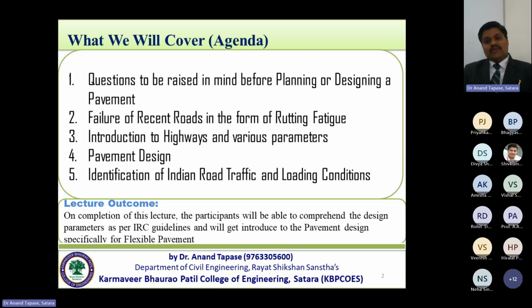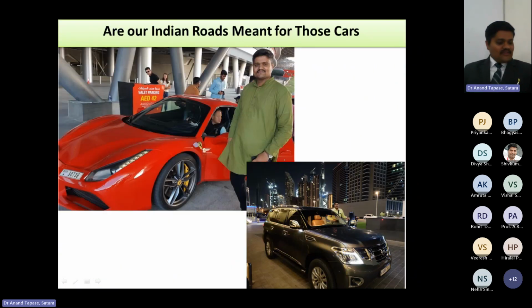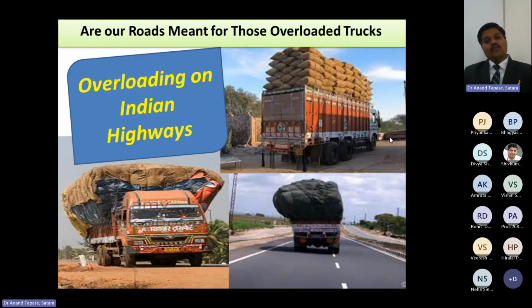We will be discussing pavement design and how we are going to identify the traffic and loading conditions. This photo showcases the best car in the world, the Ferrari. Are our Indian roads made for those cars? This is a question that should be raised in your mind before planning or designing a pavement. If not for those cars, then whether for overloaded vehicles like this on Indian roads.